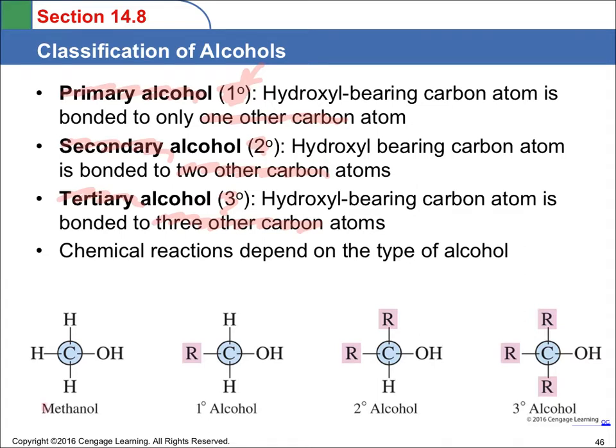So this first example is just methanol. If we look at the carbon that the alcohol is attached to, it's not attached to any other carbon. If we look at the second example, the carbon that the alcohol is attached to one other carbon group. Remember, R represents a carbon chain, so that's primary. This next example, the carbon with the OH group is attached to 2 other carbon groups, so that's secondary. Here, the carbon with OH has 3 R groups, or 3 other carbons, which is tertiary.